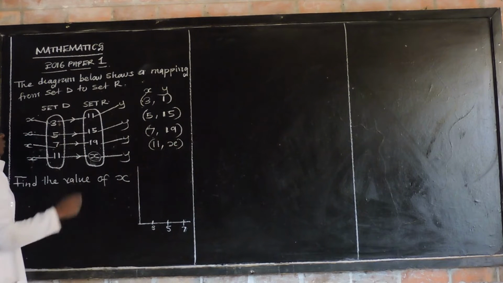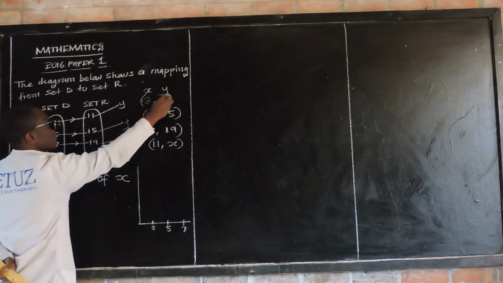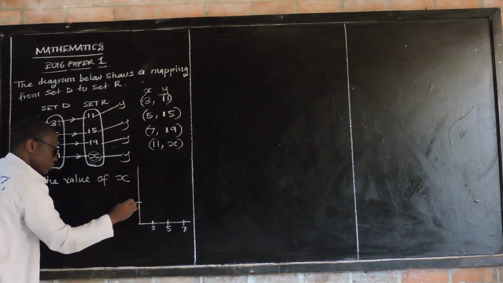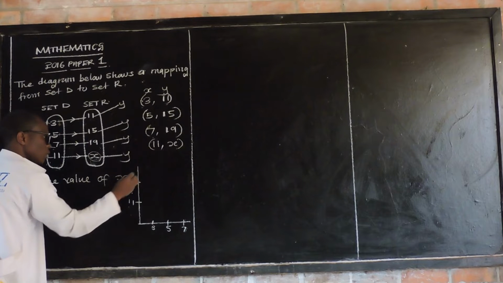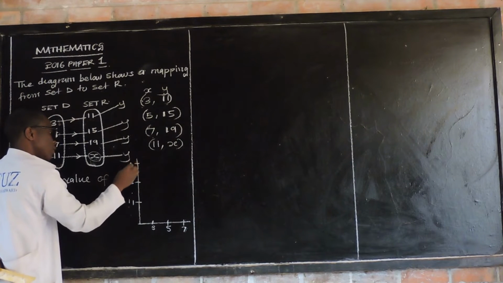Then on the other side, you have got what? The first value of Y is 11. So let's say I've got 11 somewhere here. Then I've got 15. Then you have got 19 somewhere here. So let's say this is where 19 is.